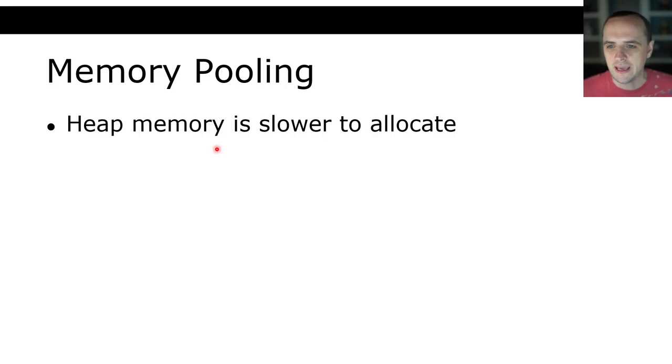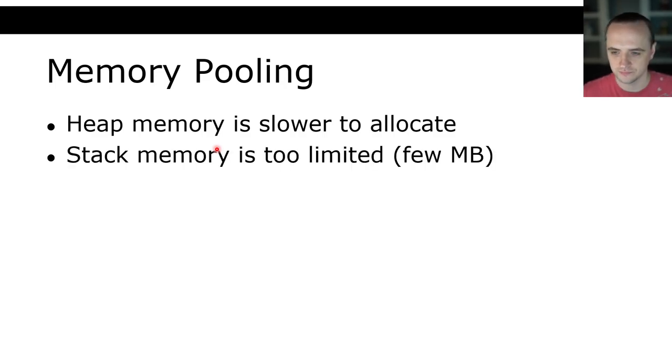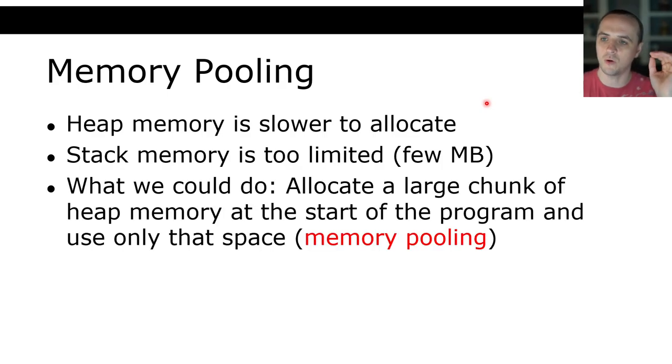So heap memory is slower to allocate, but stack memory is too limited, right? We only have a megabyte or two sometimes with our stack memory. So what we could do is allocate a large chunk of heap memory at the start of the program. We're going to take a bunch of memory and say, okay, that gigabyte of memory or 100 megabytes or however much we want, we've allocated that once at the start. And what we're going to do is use only that memory during the runtime of our game. And that's called memory pooling.